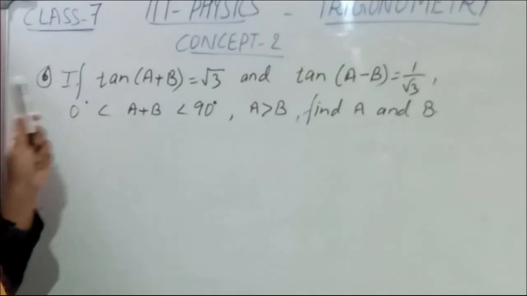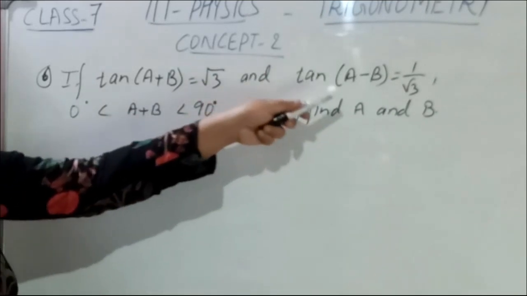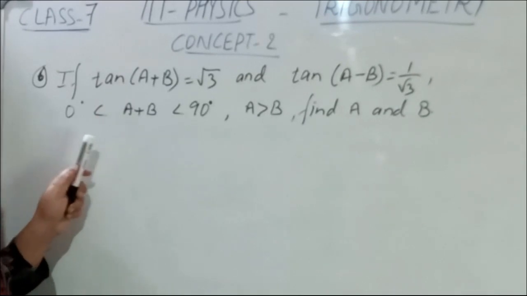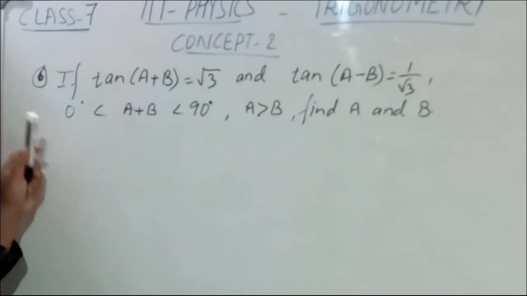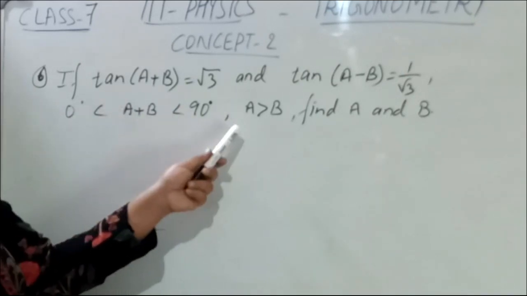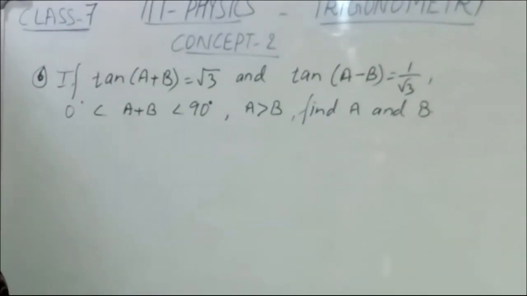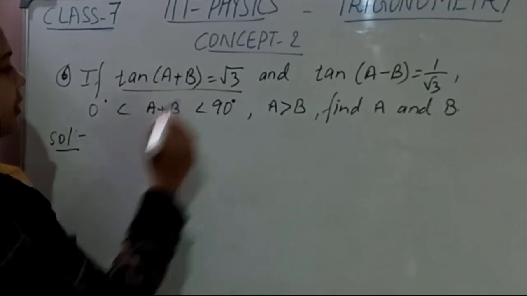If tan a plus b is equal to root 3 and tan a minus b is equal to 1 by root 3, and what is given, the sum a plus b should be greater than 0 and less than 90, and a is greater than b. Then find a and b. You have to find the a and b values. Clear? So first, what is given?